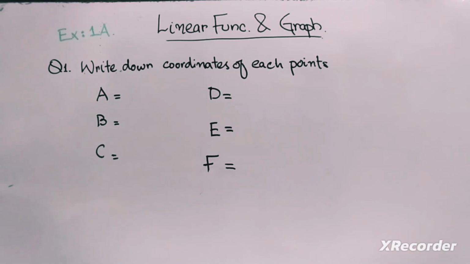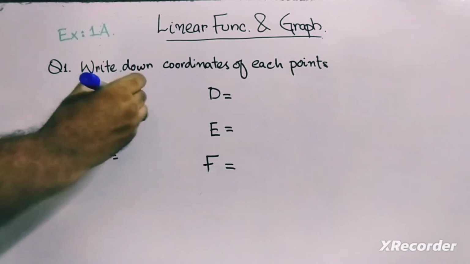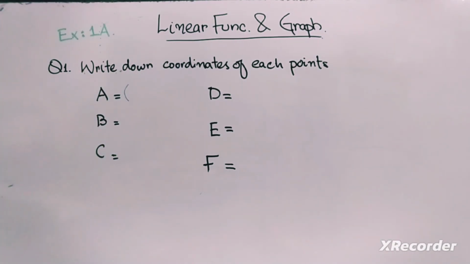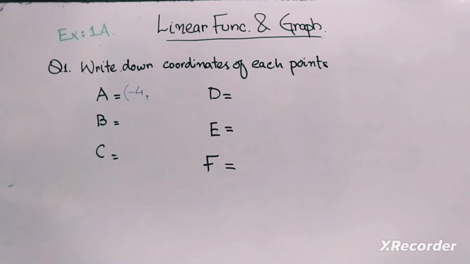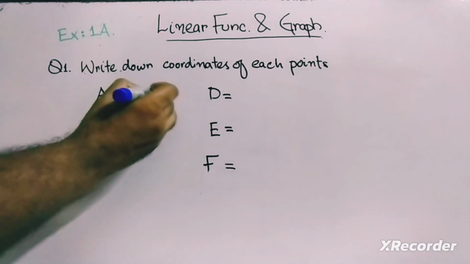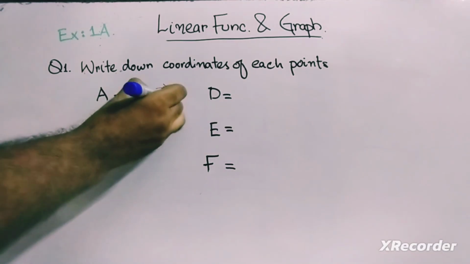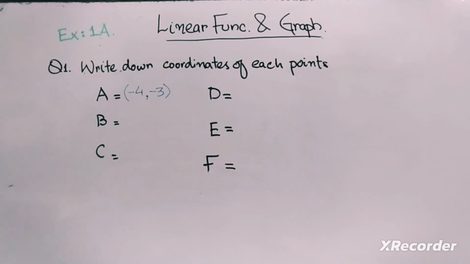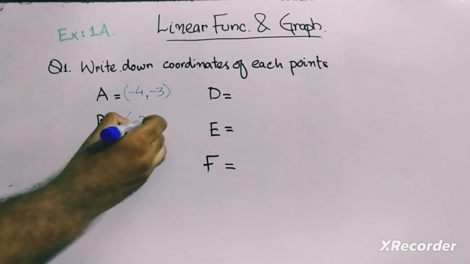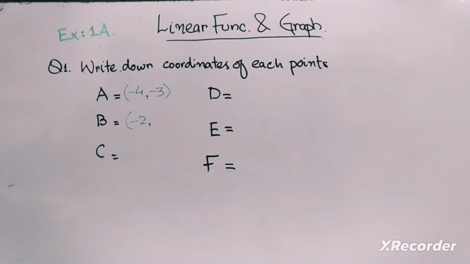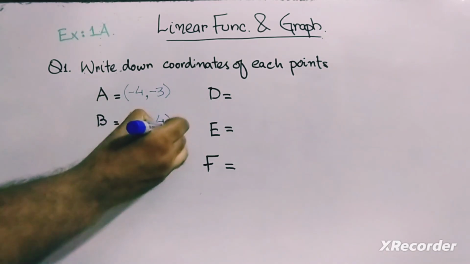So for A, we can write a bracket. Now for A, the x-coordinate is -4, we can write -4, then we put a comma, and then the y-coordinate says it's -3. So the coordinates of our point A are (-4, -3). What about B? Similarly, we see the x-coordinate, that is -2, comma, and for the y-coordinate it is 4, we can write 4.